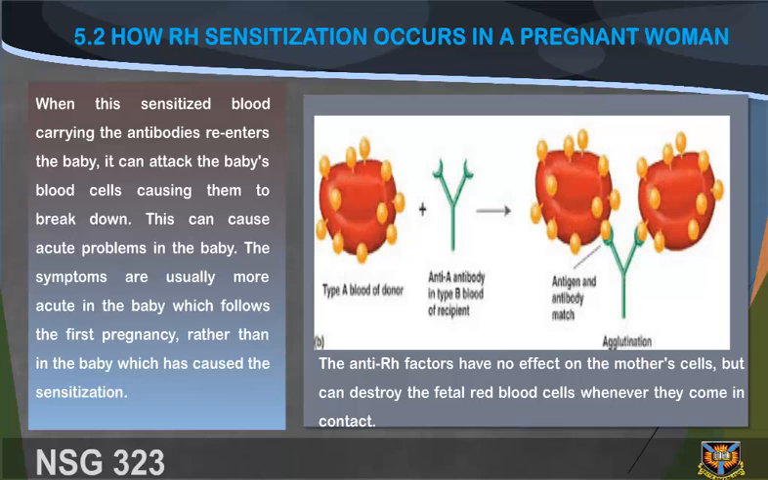When this sensitized blood carrying the antibodies re-enters the baby, it can attack the baby's blood cells, causing them to break down. This can cause acute problems in the baby. The symptoms are usually more acute in the baby that follows the first pregnancy, rather than in the baby that has caused the sensitization. The anti-Rh factors have no effect on the mother's cells, but can destroy the fetal red blood cells whenever they come in contact.